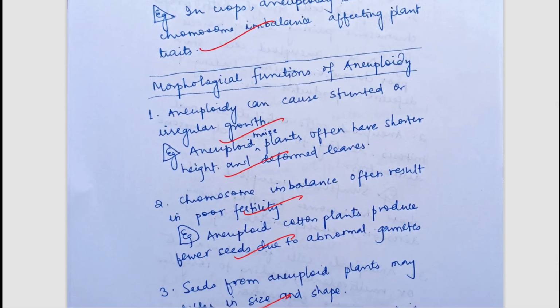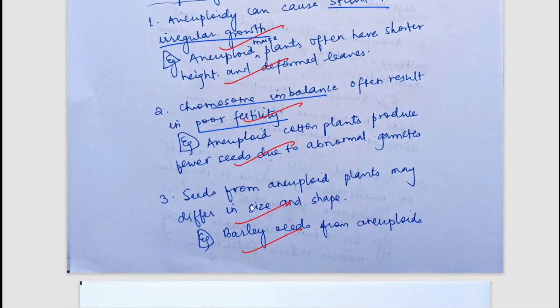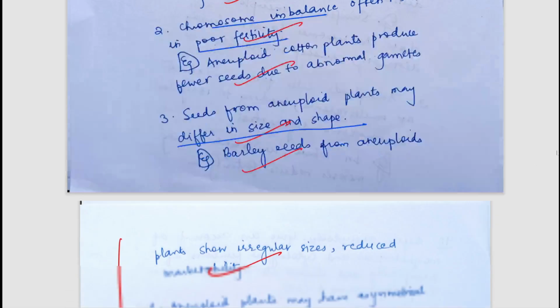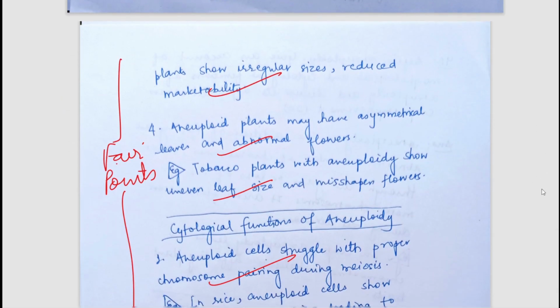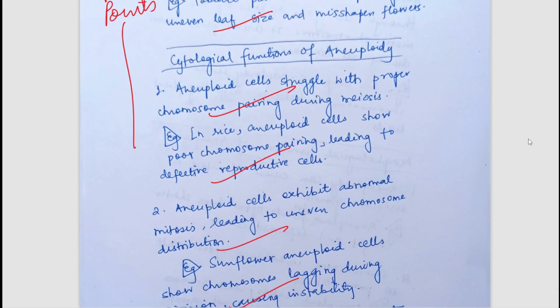So what are its morphological functions? There could be stunted or irregular growth. There could be chromosome imbalance, which can lead to poor fertility. It can lead to a difference in size and shape. It may have asymmetrical leaves and abnormal flowers. So, bullet points. Now we will see cytological functions.